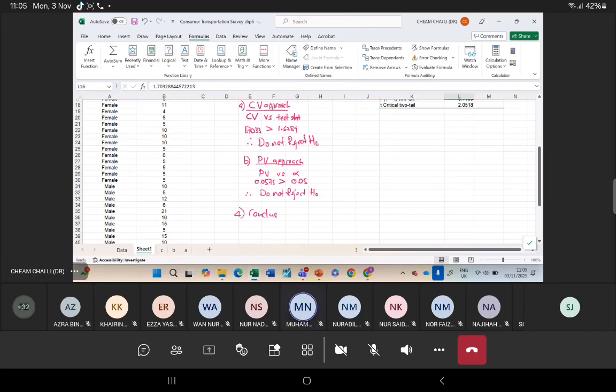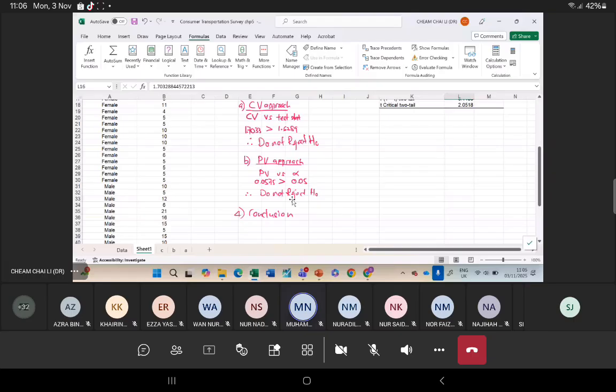Yeah, I told you, when you have this situation, you have to conclude based on the null hypothesis. So you can say that the mean number of hours spent by male in the vehicle is less than or equal to female driver. So you base on the null hypothesis to conclude. We do not have enough evidence to support the alternative hypothesis.